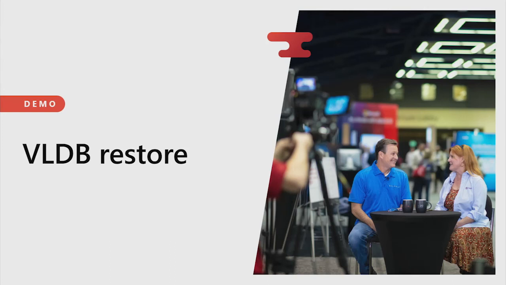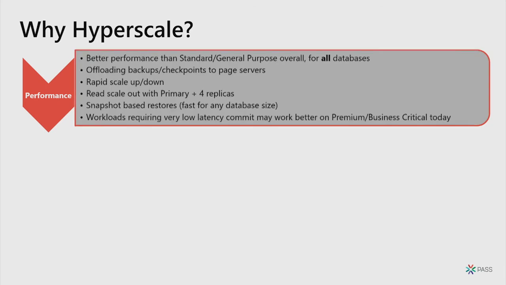We have a couple other demos. I think we'll skip the VLDB because I'm not going to wait for 20 minutes, so I would show you a completed one. So why Hyperscale, and then we look at some diagnostics. Even for your smaller databases today, due to the multiple caching layers, it can perform better than General Purpose. If the price point is between General Purpose and Business Critical, it performs better than General Purpose, even for your smaller databases.